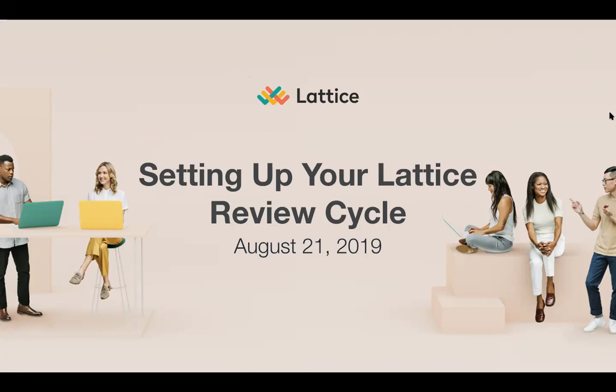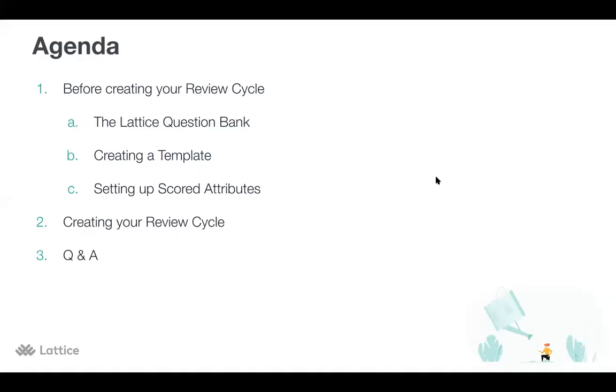Today, I'm going to do a high-level overview of how to set up a review cycle in Lattice. For today's agenda, I am first going to start by showing you how to set up a review template. From there, I'm going to go into Lattice's question bank and then show you how to set up scored attributes. Once we have gone over some of the setup before creating the review cycle, I will show you how to set up your review cycle. After I've walked you through the setup, I will open this up to Q&A if any of you have any clarifying questions.